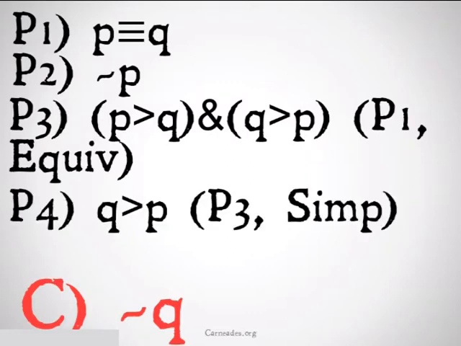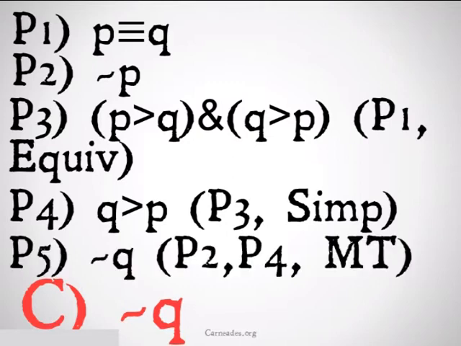Then, just simplify premise 3 down to Q implies P. Take that not P, do a modus tollens to back up through premise 4, and get not Q from premise 2, premise 4, modus tollens. That's our not Q we were looking for. Once again, if you understand the basic idea of material equivalence, this shouldn't have been a hard problem. Now, we're going to move into the tough ones.